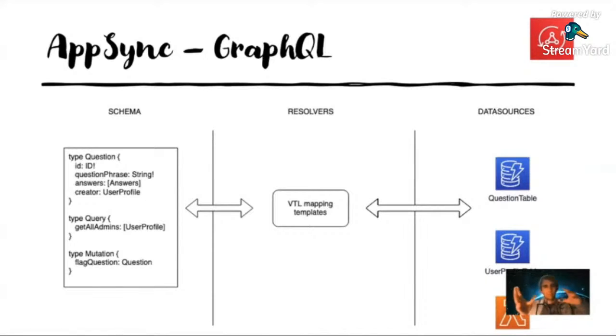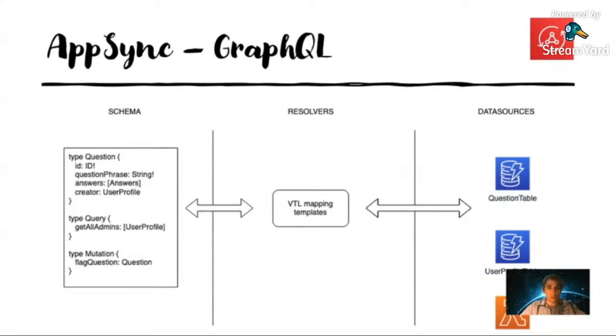So GraphQL has three main pillars. Within your GraphQL API, on the one hand, you have the schema, where you define the data that you can fetch and the operations that you can do on that data. In our case, we have a question, and we also have users, so we can query for all users, but we can also update some data, we can mutate some data.